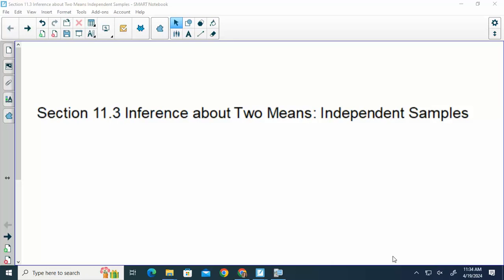Today we're talking about what do you do if you have two totally different samples. So they are independent, they are not related, so we can't just put them together and find the difference between them.